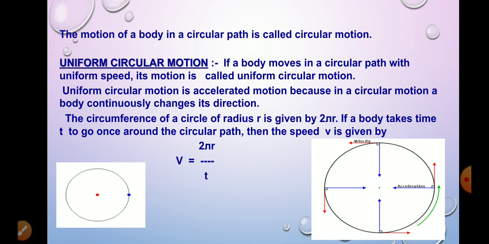That is 1. If it goes 1 round, then it is the circumference of the circle. Distance traveled is the circumference of the circle, that is 2 pi r, divided by time taken t. So speed v is equal to 2 pi r divided by t. So when an object moves in a circular path with uniform speed, its motion is called uniform circular motion.